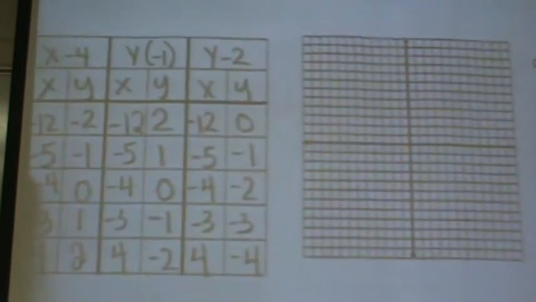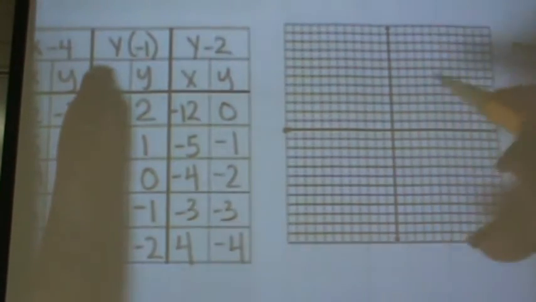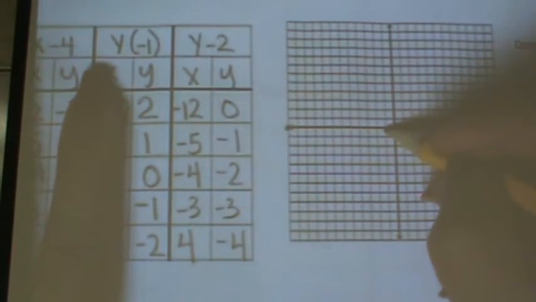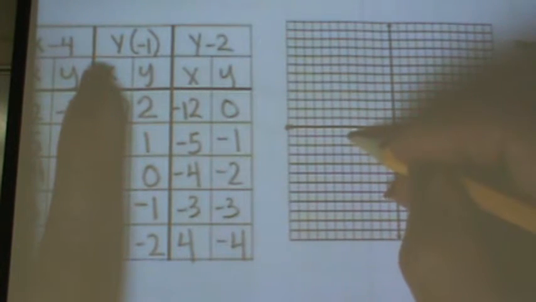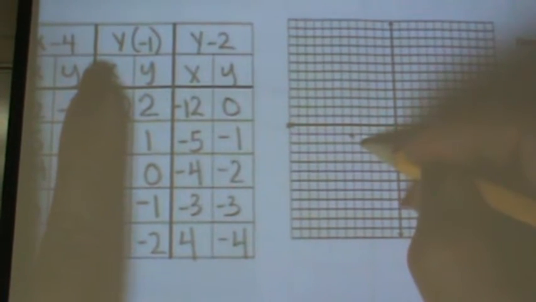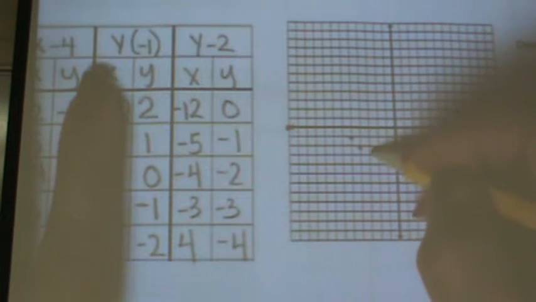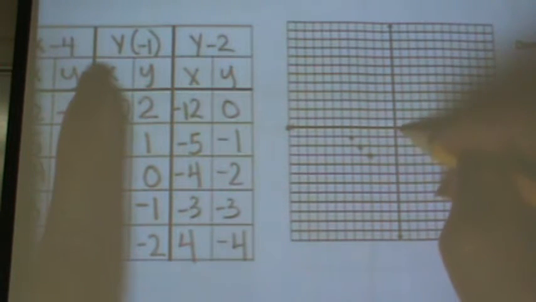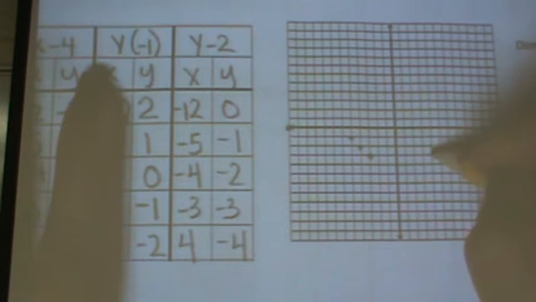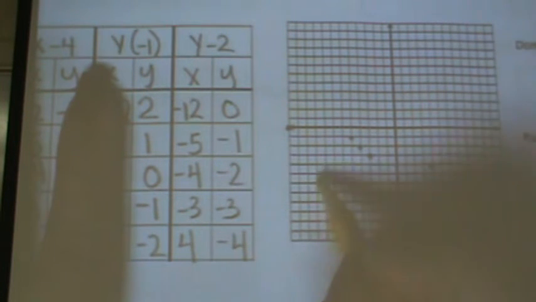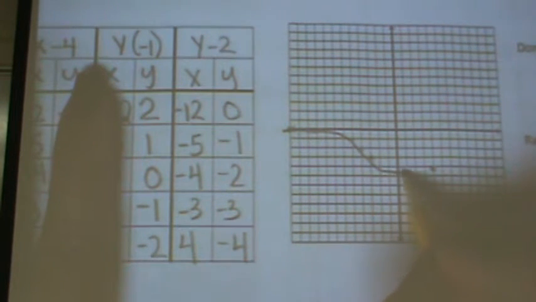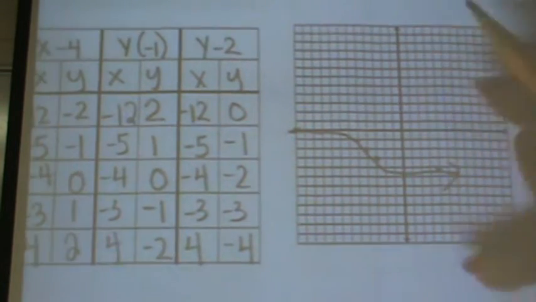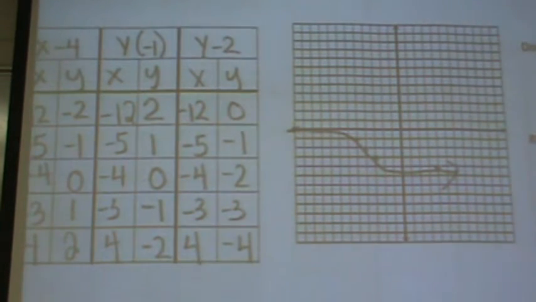Okay, so let's plot those points. -12, 0. And we have -5, -1. And we have -4, -2. -3, -3. And 4, 4. What happened to the snake? It shifted to the left and it flipped upside down. That's what it did. That negative in front does that.